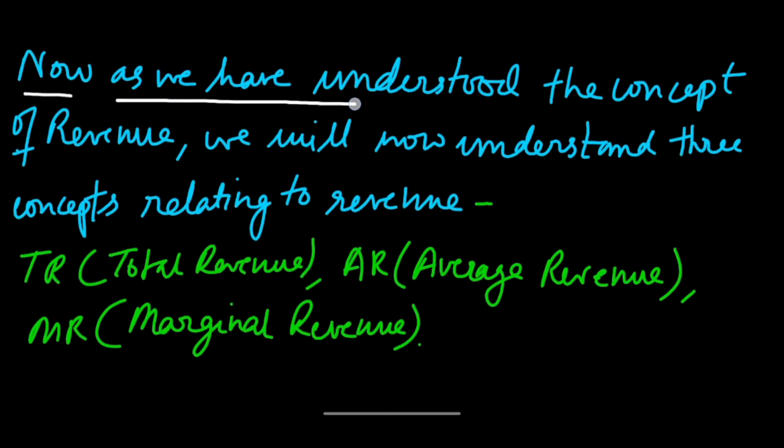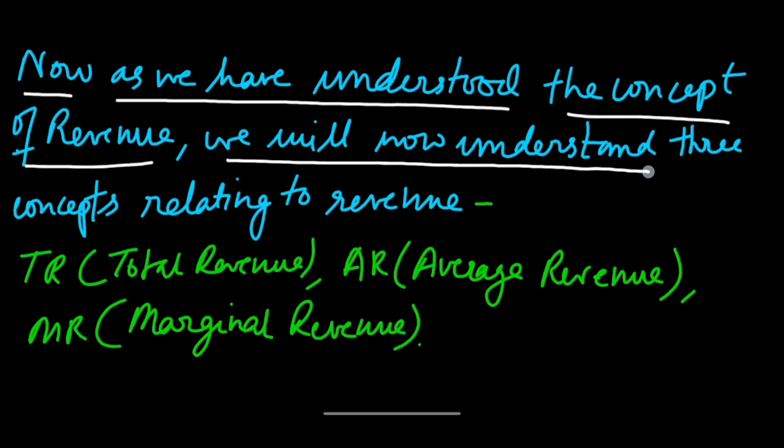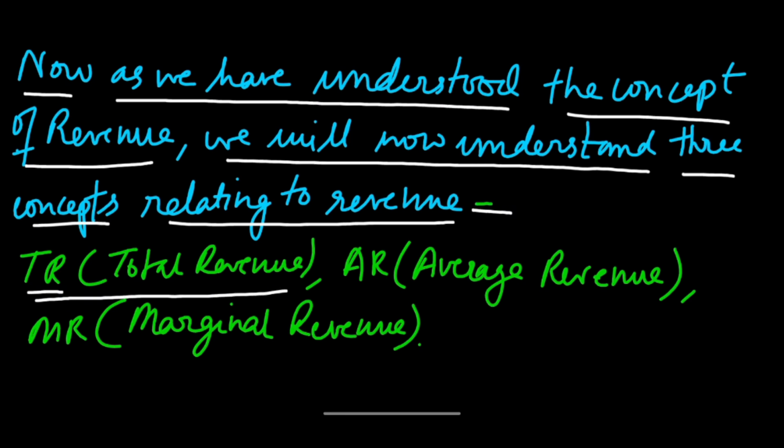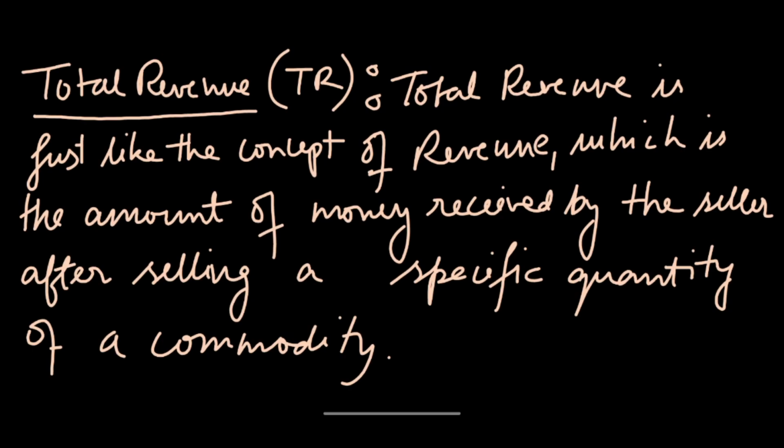Now, as we have understood the concept of revenue, we will now understand three concepts relating to revenue: Total revenue or TR, average revenue or AR, and marginal revenue or MR. Therefore, we will start with total revenue or TR.